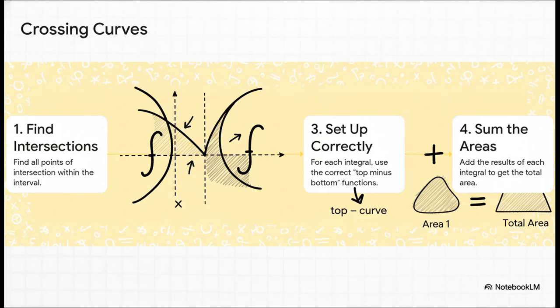You just chop the problem apart. You find that intersection point and treat it like a boundary. You set up one integral for the first region, where cosine is on top, and a second integral for the second region, where sine is on top. You solve them both, add the answers together, and you've got your total area. You just break it down into smaller, manageable pieces.